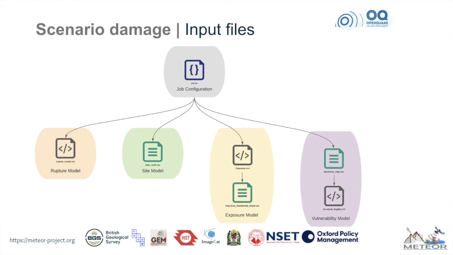Within the vulnerability model, we have a CSV file that defines a mapping between the exposure taxonomy and the vulnerability taxonomy. In this case, we are using a set of fragility curves. So this is looking at structural fragility in our XML file.